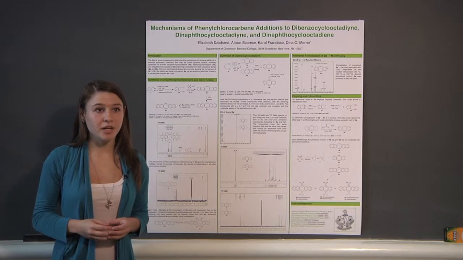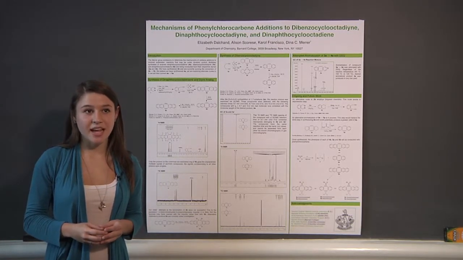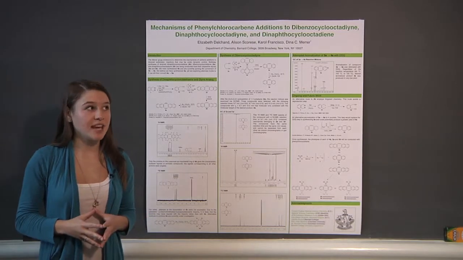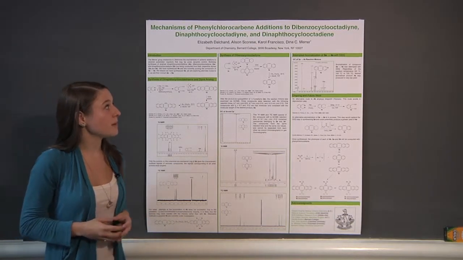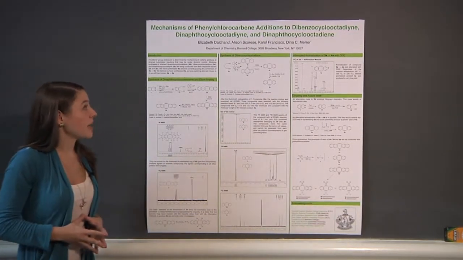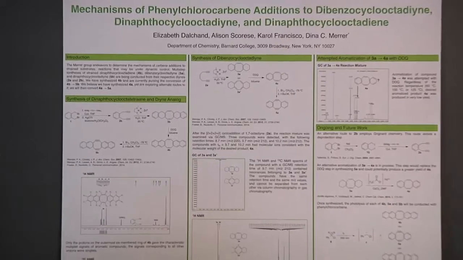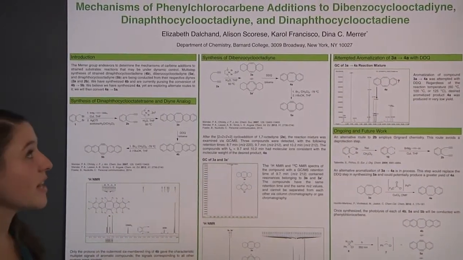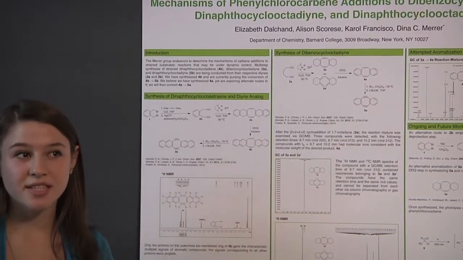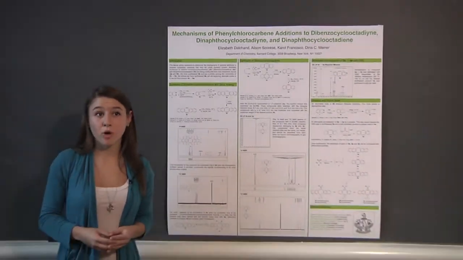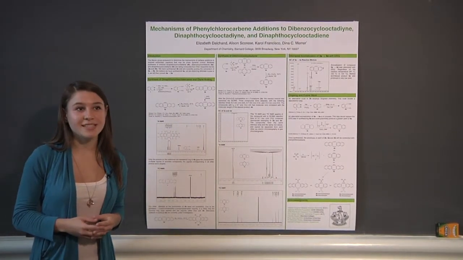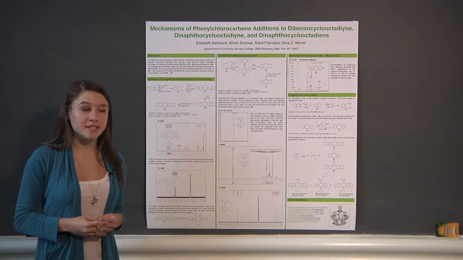So at the beginning of the summer, I and my two lab mates were each assigned a compound with a strained pi system to synthesize. And these compounds were dibenzocyclooctadiene, which is right here, dinaptocyclooctadiene here, and then my compound that I synthesized was dinaptocyclooctadiene right here. So we followed a synthesis that was laid out for us by Paul Wender and others, but we changed one step so that we would avoid a cyanide step, and the synthesis was successful.